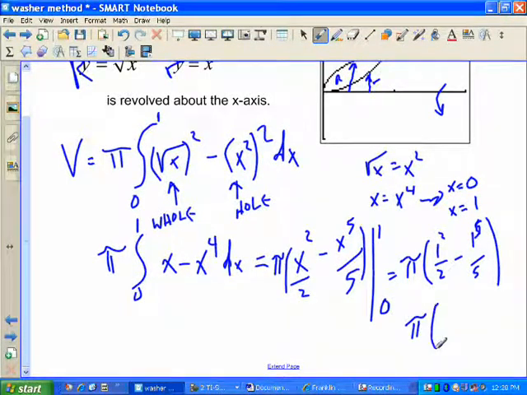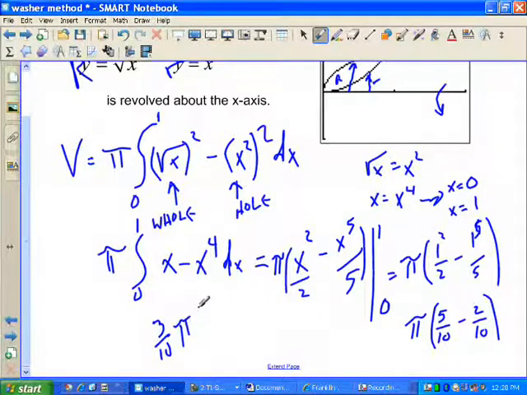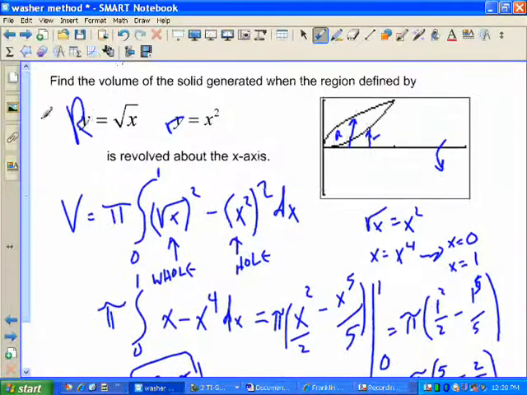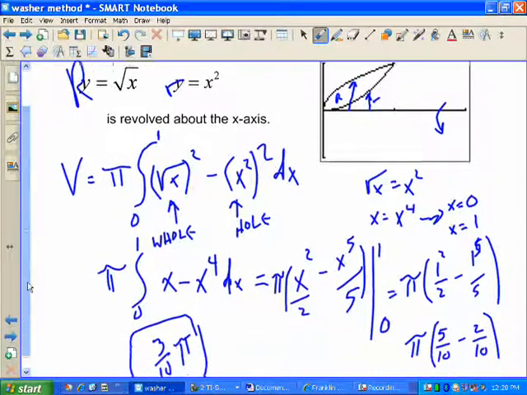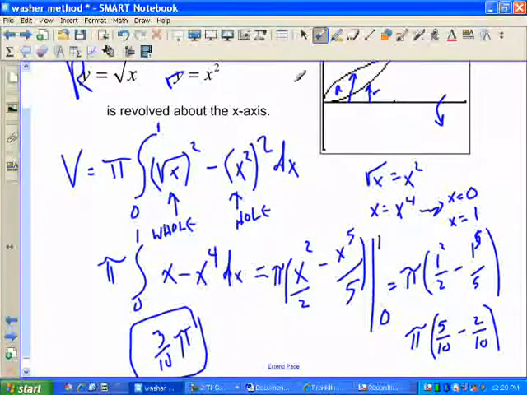So we need the old common denominator trick. This would be 5/10 minus 2/10. And so we end up with 5 minus 2, 3/10. So we end up with 3/10 pi as the volume of the region that we get when we spin this odd-looking shape around here. This is the volume of our little gumdrop with the funnel taken out of the middle of it.